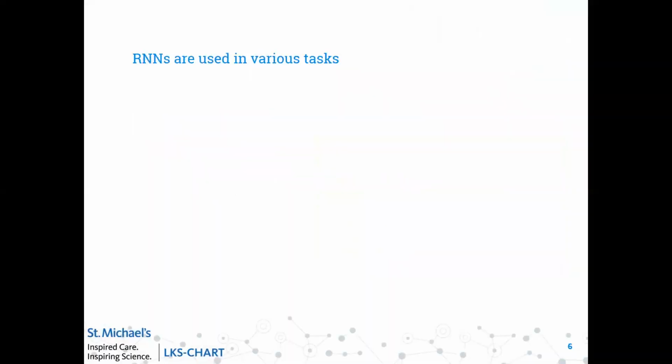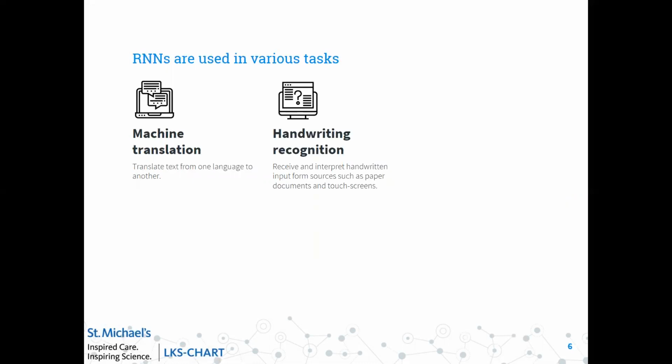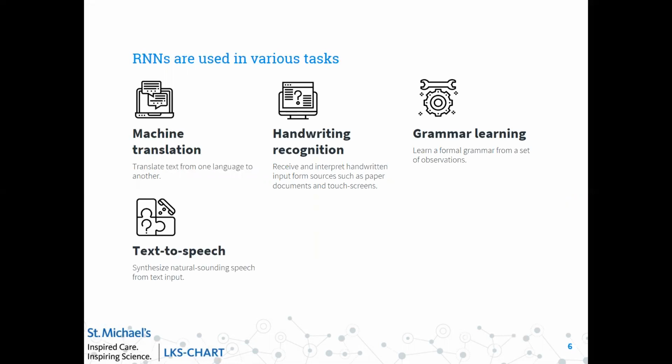So RNNs are used in various tasks. They are used for machine translation, that is translating text from one language to another. They are also used for handwriting recognition. That is, they'll take as input a handwritten document and then interpret it to a text output. RNNs are also used for grammar learning. This involves learning a grammar from a set of observations. RNNs can be used for text-to-speech applications.